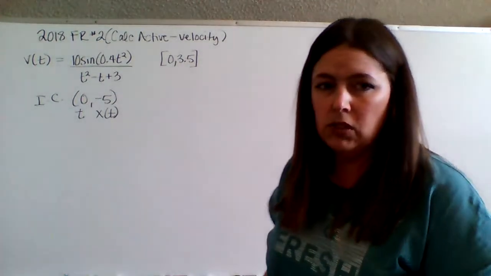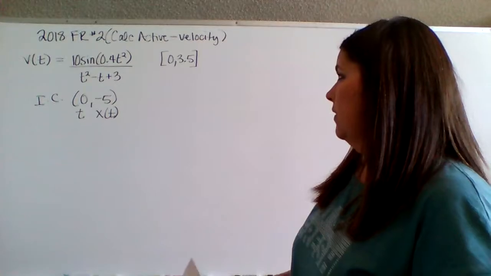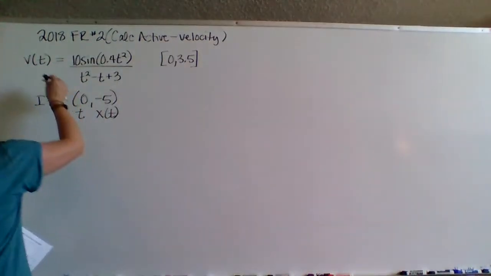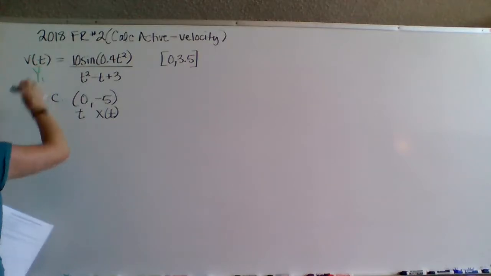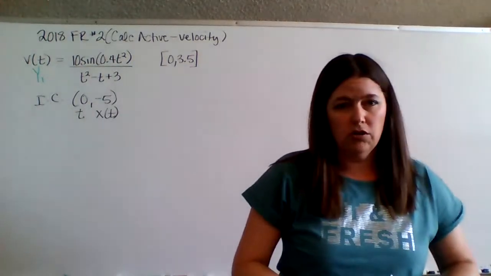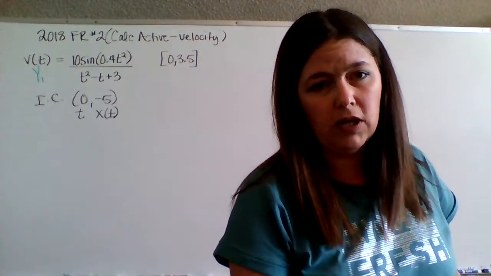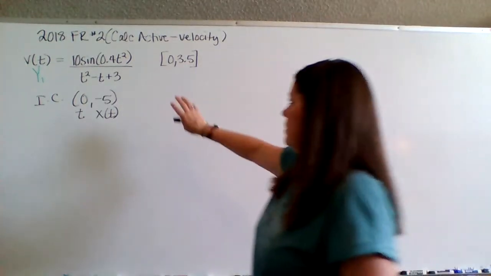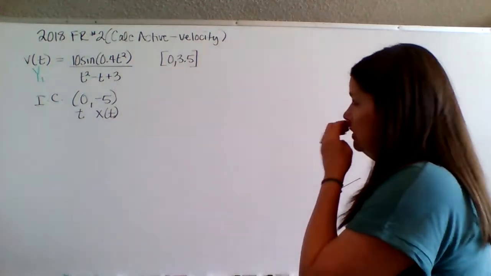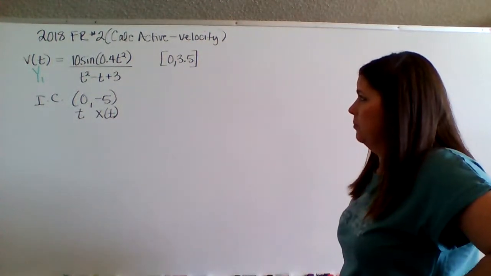So the first thing that I would do, because it is calculator active, is store your velocity rule, which they're giving us, in y1. And because you have a fraction, I would definitely do some pretty print action right there. Make sure you're in radians since it has some trig. Watch your decimal places. Make sure this is t squared. So it's 10 times sine of 0.4 t squared all over t squared minus t plus 3.